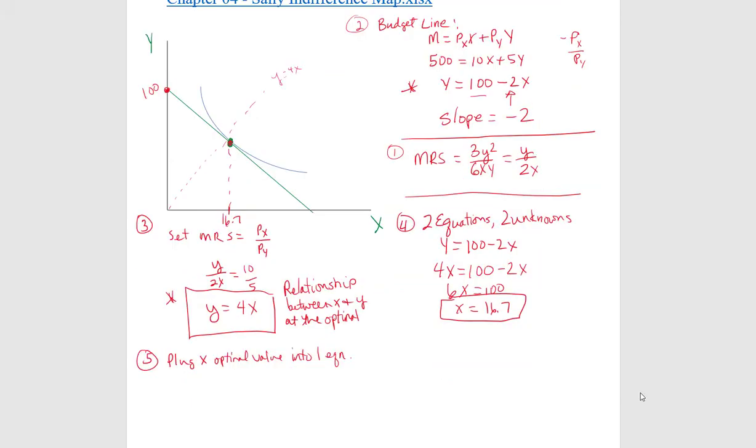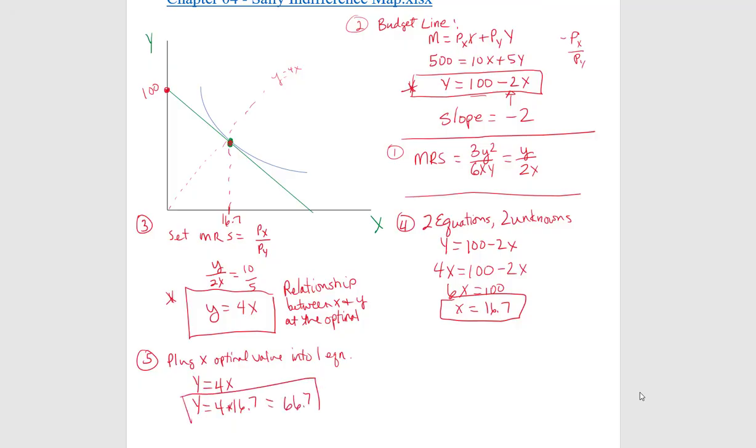So to find y, we're going to plug that x optimal value into one of the two equations. It doesn't matter if we use the budget line equation or the relationship between x and y at that optimal. Two equations, two unknowns. You could use both. That would give you a nice double check that you actually did find the point of intersection. I'm going to pick y equals 4 times x because it's less math for me to do. So y equals 4 times 16.7, which gives us 66.7.